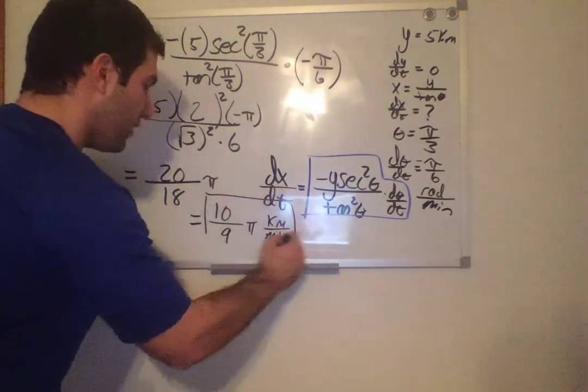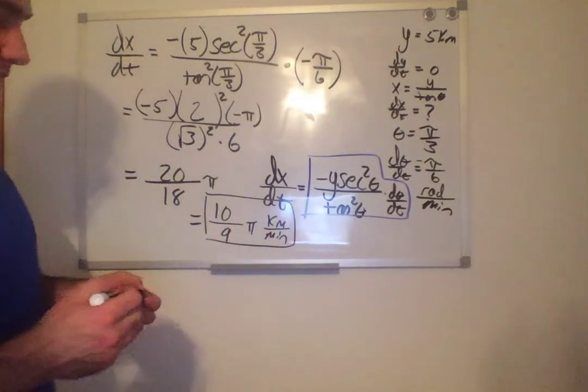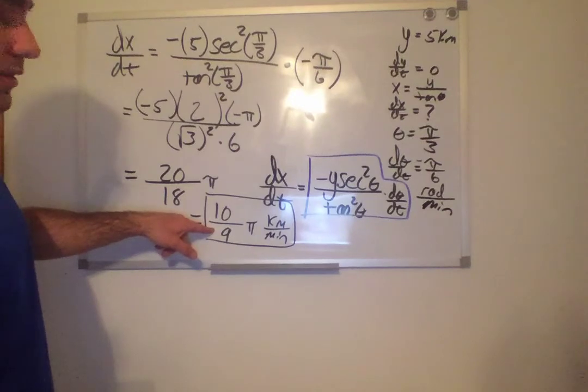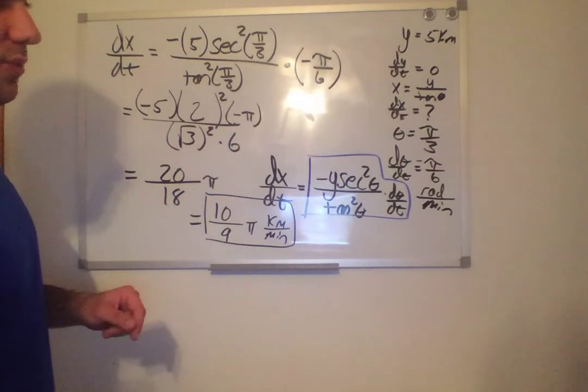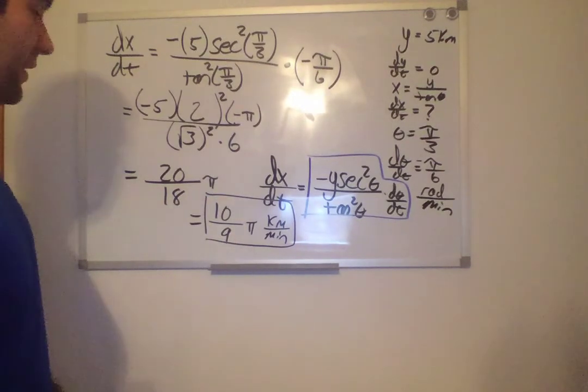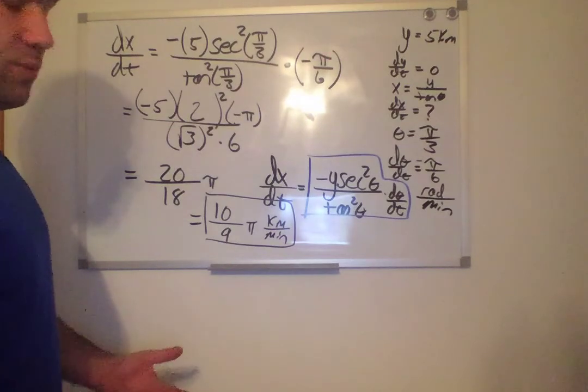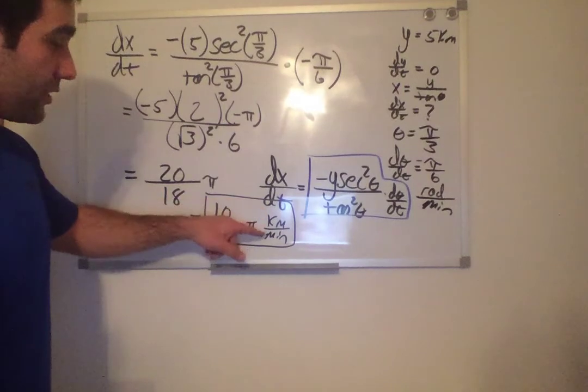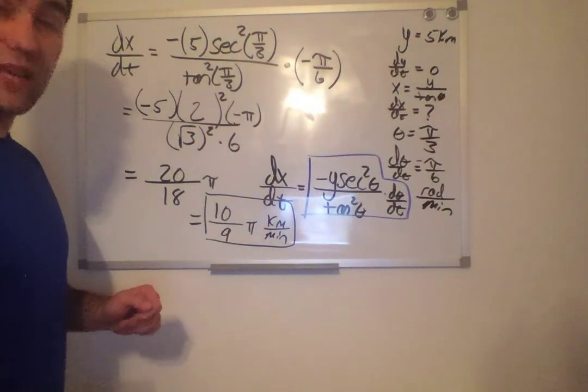The actual numerical value of that, I'm not sure. Let's see, this is 1.111 times 3.14. I'm going to guess 3.45, 3.5, something like that. And remember, it's kilometers per minute: 3.5 kilometers per minute.